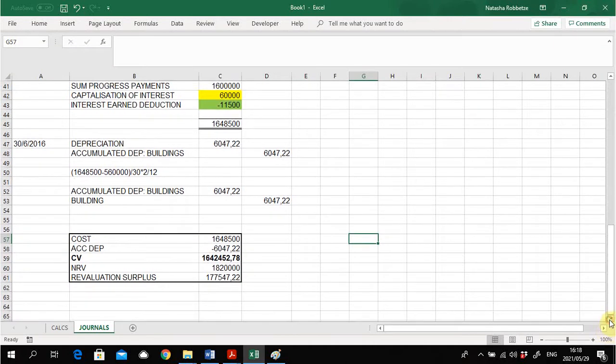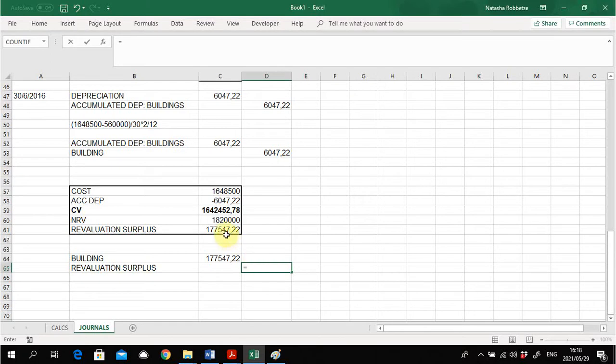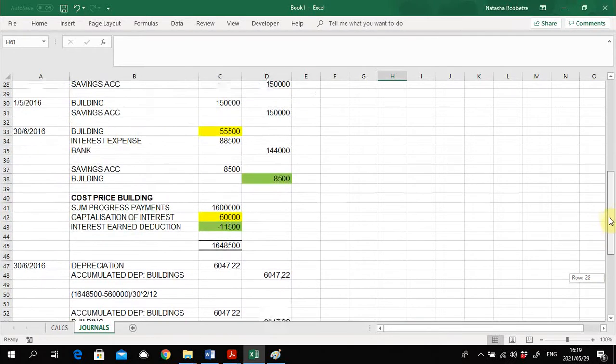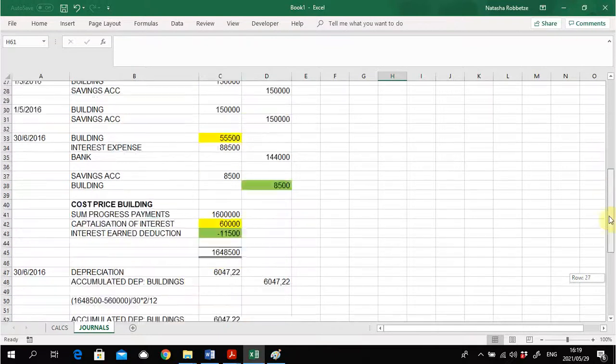And to record this, we're going to say we increase the building by a debit of that amount, 177,547 and 22 cents, and this is a revaluation surplus. And that was all the possible journal entries you could have done in this question as it relates to textile.